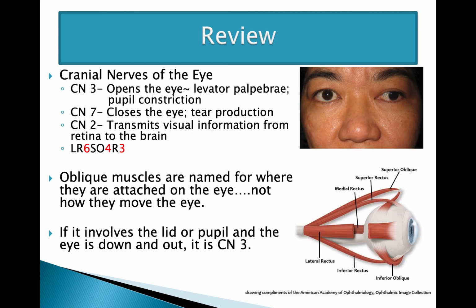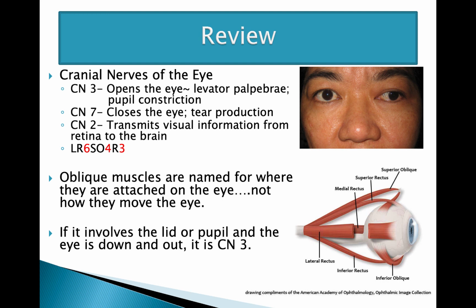We're going to start first with a review. I like to tell people, if you don't pay attention to anything else in this entire presentation, this review slide will help with about 50% of the questions on a PANCE and PANRE exam, just if you know this slide alone. So first, we're going to review the cranial nerves.